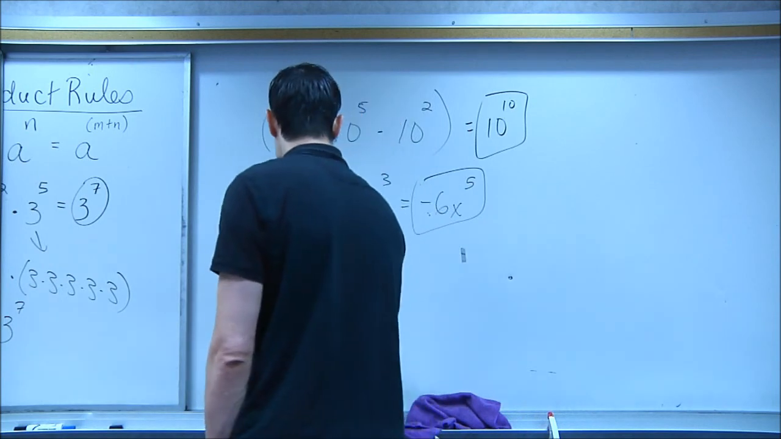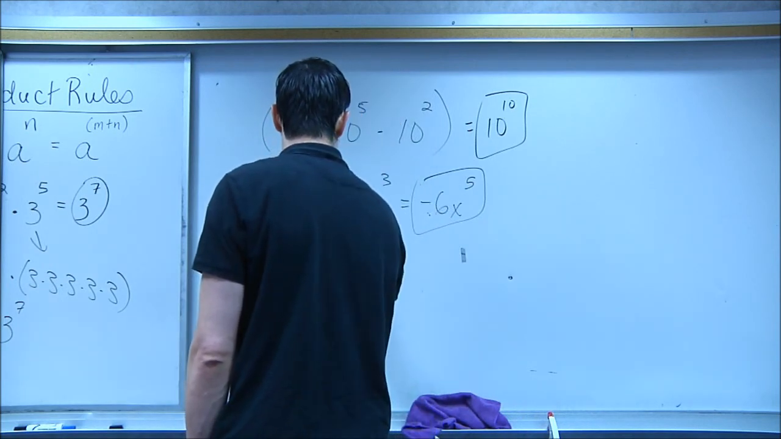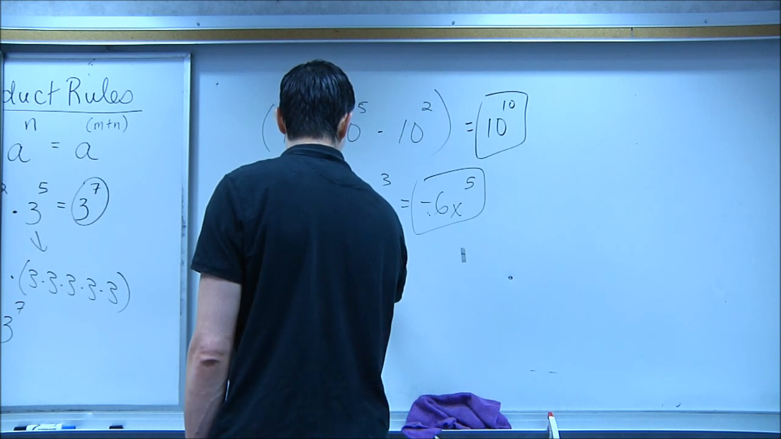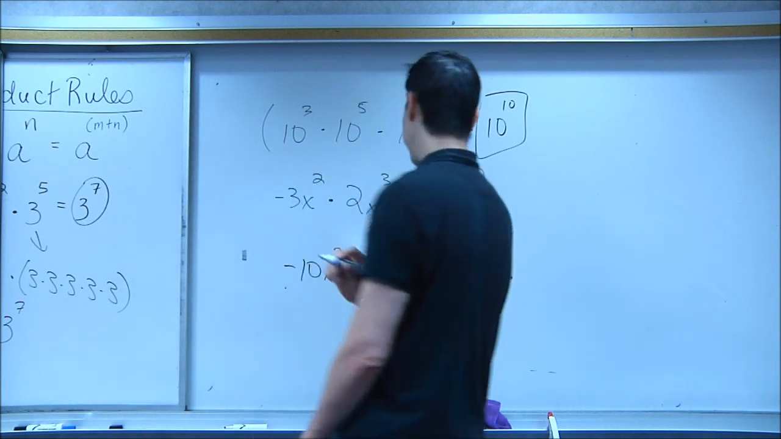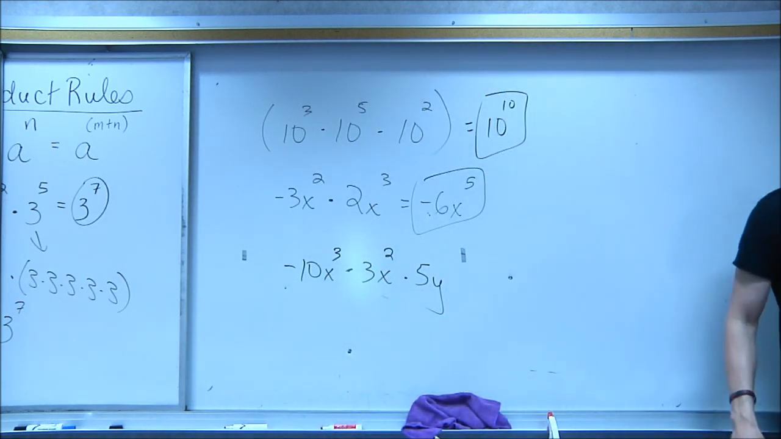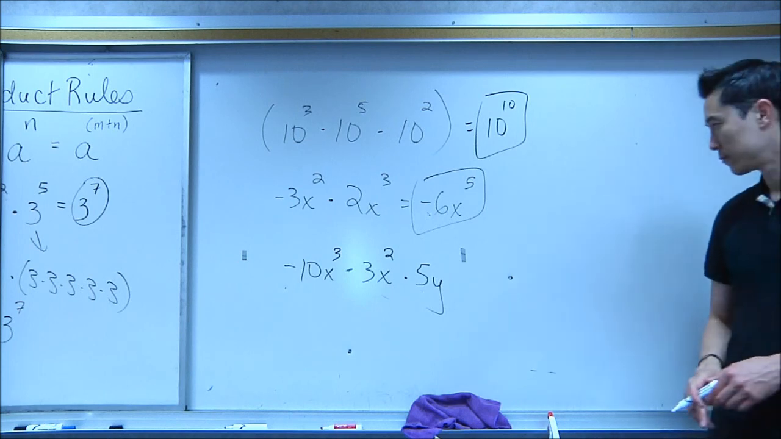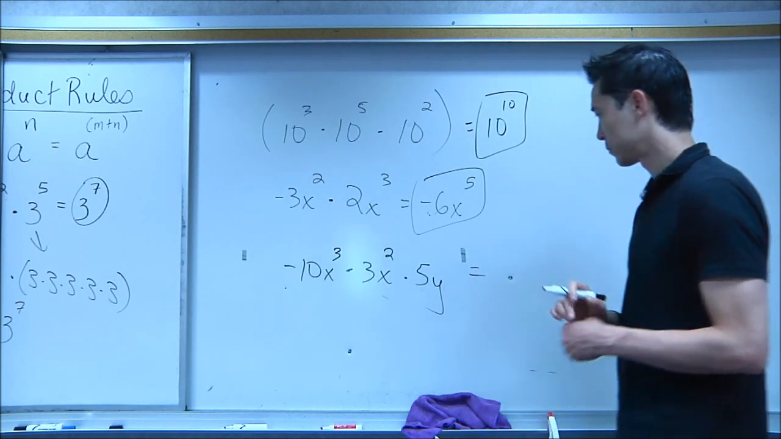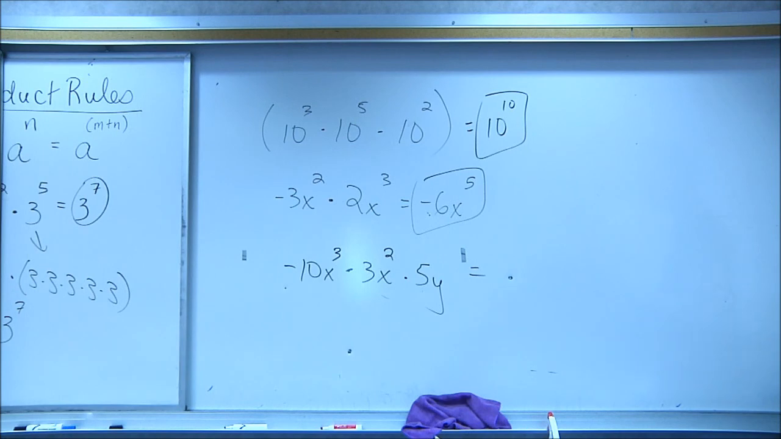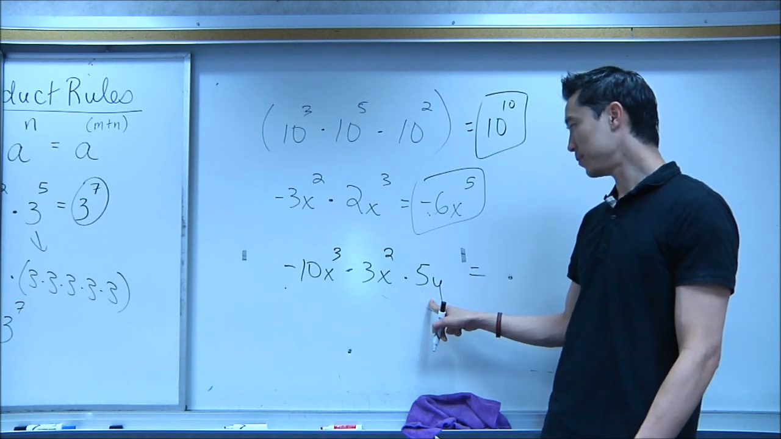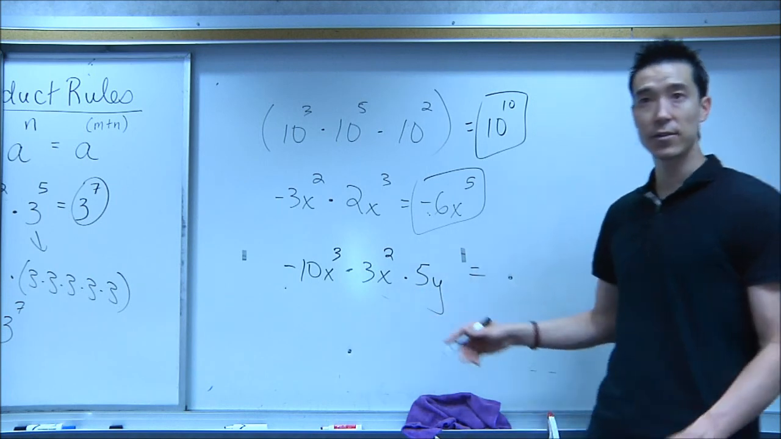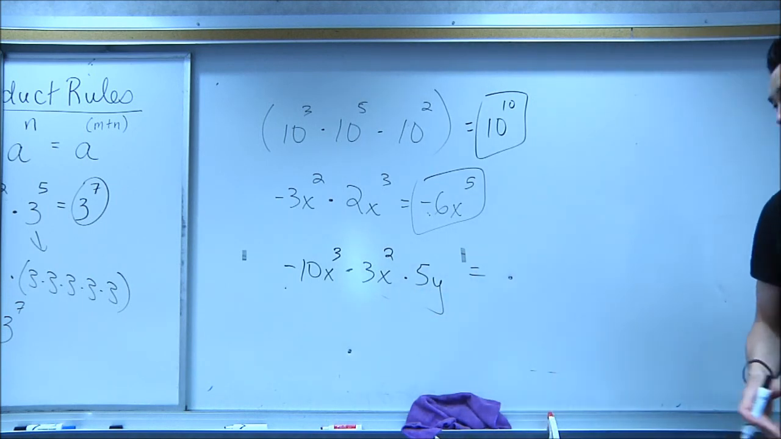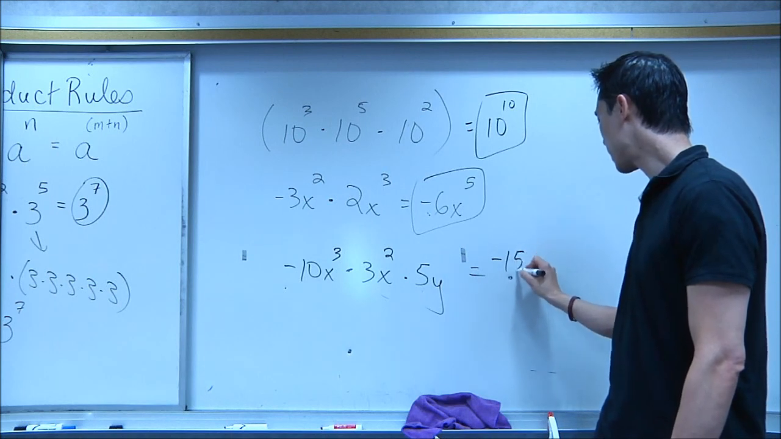Let's try another one of those. Negative 10x to the third times 3x to the second times 5y. We look at this. Notice we have an x and x and we have a y. So that's a little bit different. But again, the same rule: negative 10 times 3 times 5. Go ahead and multiply all the coefficients together. And what does that give us? Negative 150.